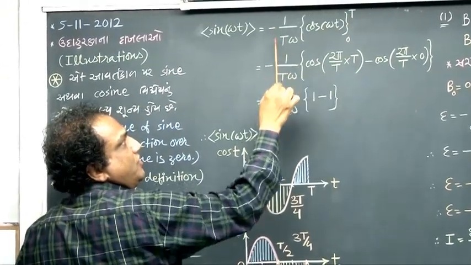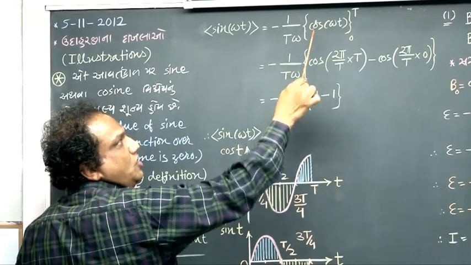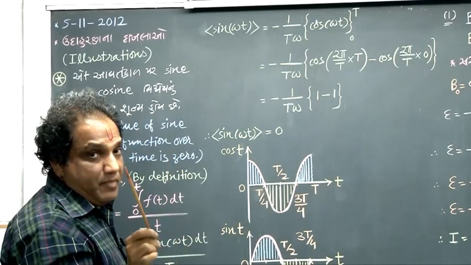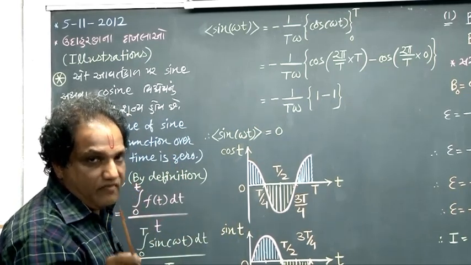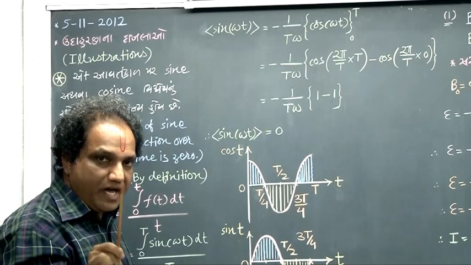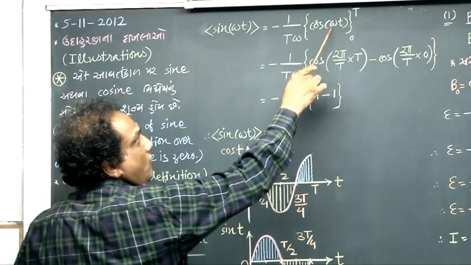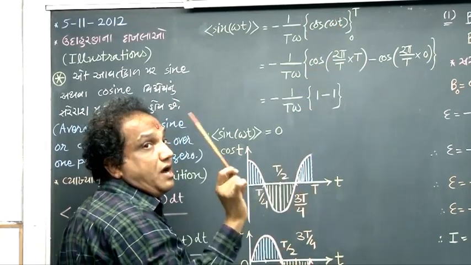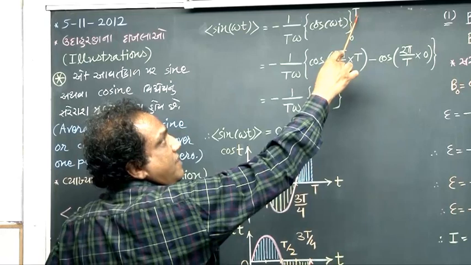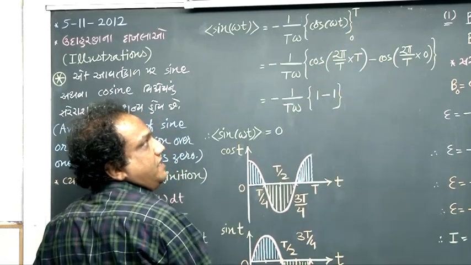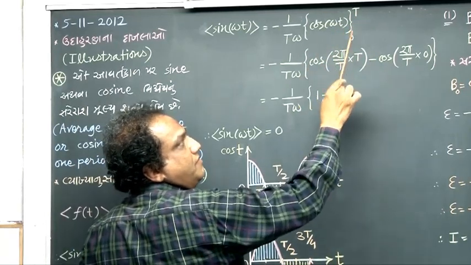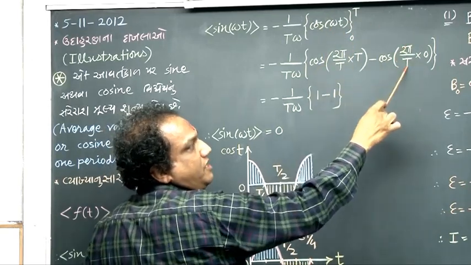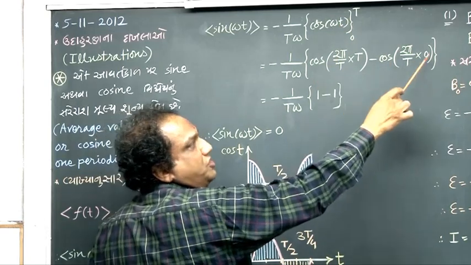Minus 1 upon T omega, this part as it is, cosine as it is. What is the formula for omega? Remember, omega equals 2 pi by capital T, where capital T is called periodic time and omega is angular frequency. Now instead of small t, I put the upper limit first, which is capital T. After putting a minus sign, in the same function, instead of small t, I write 0. So cosine as it is, omega is 2 pi by capital T, and instead of small t, I write 0.